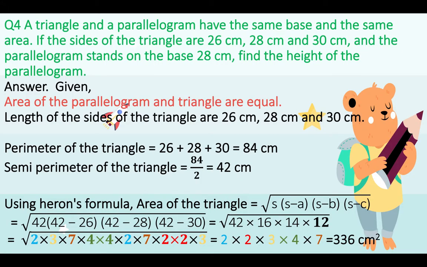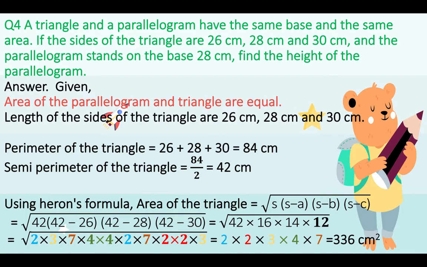A triangle and a parallelogram have the same base and the same area. So this is the given condition. If the sides of the triangle are 26 centimeters, 28 centimeters and 30 centimeters and the parallelogram stands on the base 28 centimeters, what is the base? The base of the parallelogram is the side of 28 centimeters.